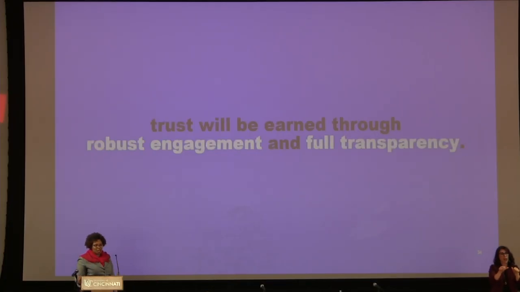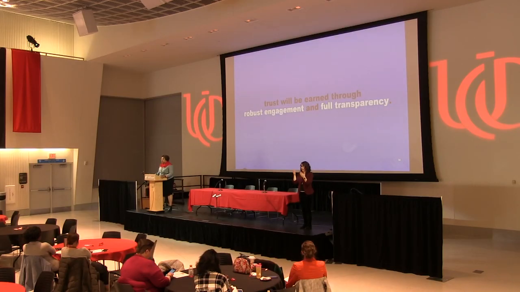So this is another participation area. I'd like to get some input from you again on what this statement means to you. Trust will be earned through robust engagement and full transparency. So what methods do you think that All of Us should use to address this successfully, broadly, here in Cincinnati? How do we earn trust? Who do we work with? Any thoughts?